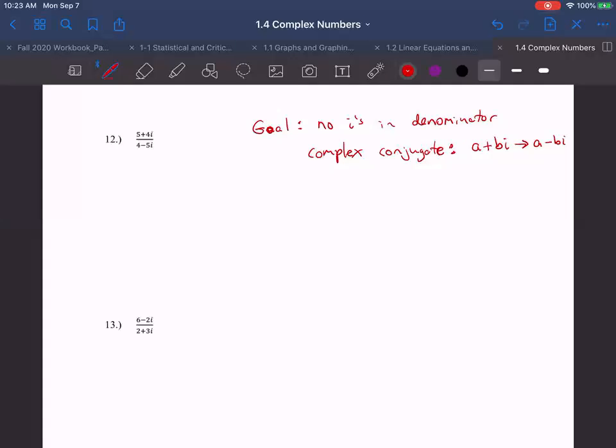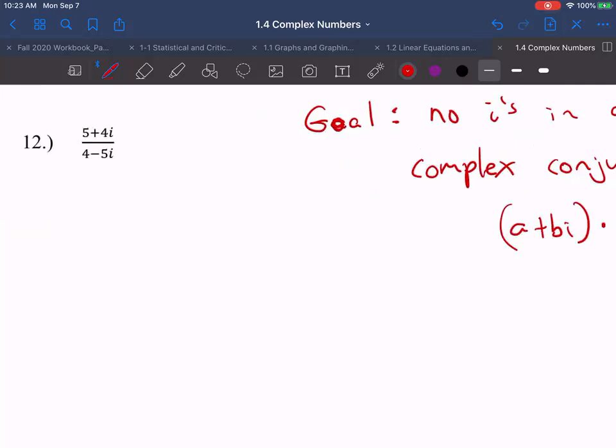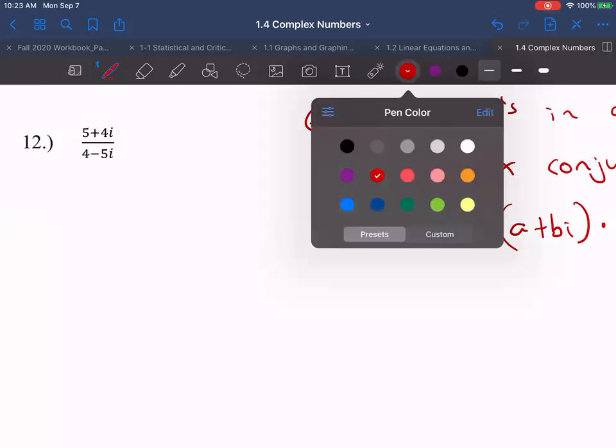So basically a plus bi times a minus bi is going to equal something totally real. Oops, totally real with no imaginary parts to it at all. So let me show you what I mean here. Let me zoom in on this one. Maybe I'll switch my color up here too.